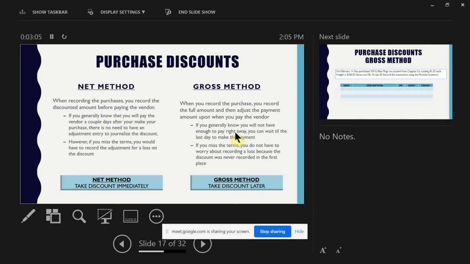That means they have a lot of money. Whereas with the gross method, you have other priorities that come first. So maybe paying off your purchases of inventory isn't your first priority. Maybe you have to pay rent, you have to pay utilities, all those extra expenses you may have to prioritize and pay off first, and maybe this is on the back burner. So usually these are the two methods that you can journalize.